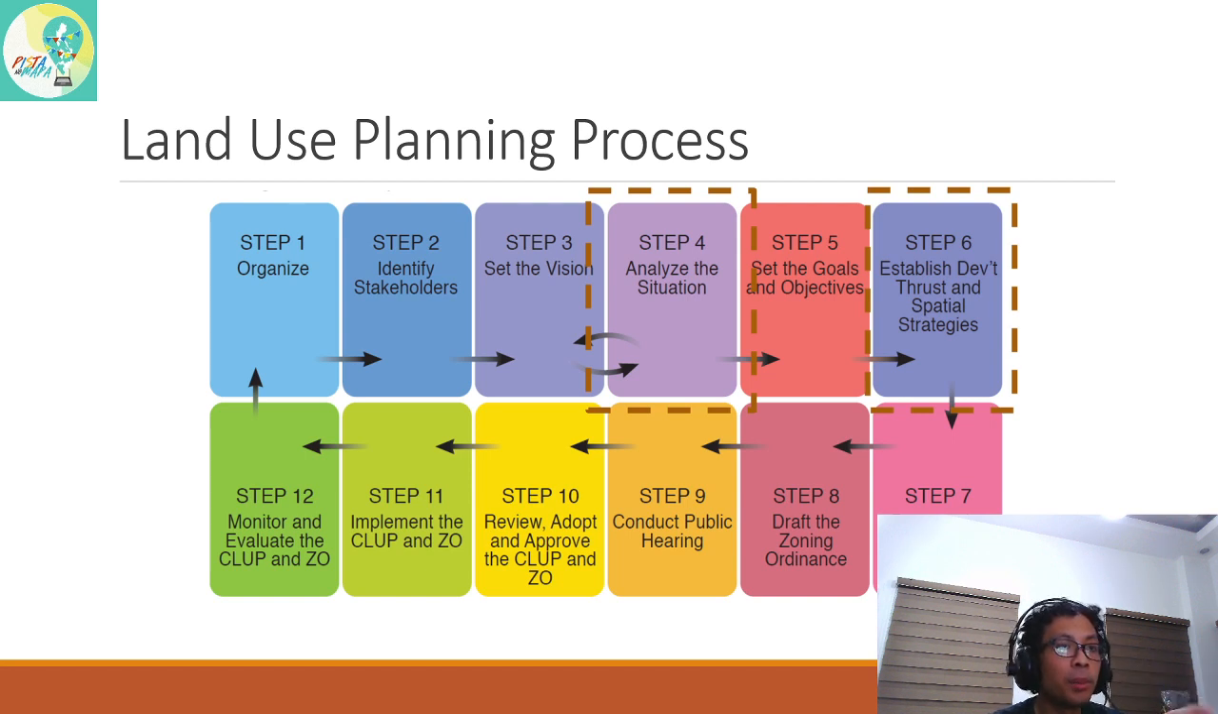To come up with a comprehensive land use plan, you have to undergo a certain process, which is the one that you can see on your screen. This process is available in the CLUP guidebook created by the Housing and Land Use Regulatory Board.